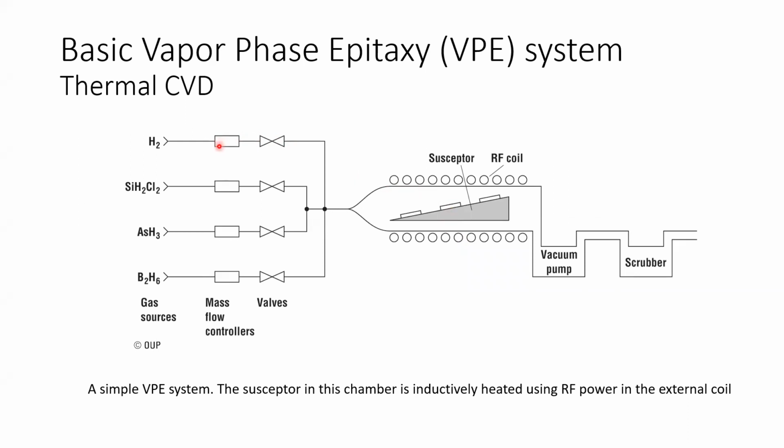And then we have gas supply, so hydrogen and dichlorosilane, and then we have boron. This is the dopant, provided and controlled by a mass flow controller and some valves. And we can provide a vacuum pump to make it low pressure, but some systems have no vacuum pump. So this is a basic vapor phase deposition, vapor phase epitaxy system.